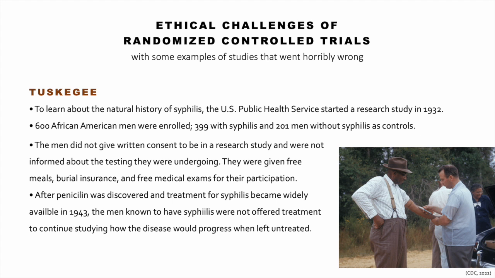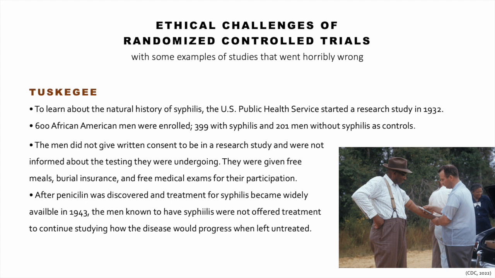To study the natural history of the disease, the United States Public Health Service enrolled 399 men with syphilis and 201 men without syphilis as a control group. The African American men in this study were not fully informed that this was a research study. Instead, they were told that they were being treated for bad blood, which was a term that could mean syphilis or anemia or fatigue. Consent to participate in the study was not obtained by the researchers.